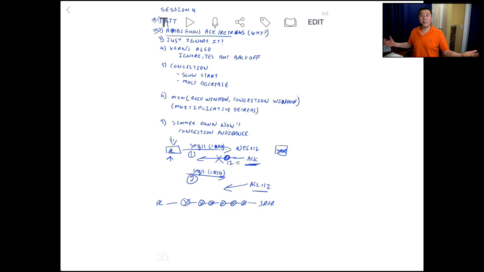However, the very first electrically connected, cable connected switch could experience congestion. Okay. So again, the end systems don't know about congestion.